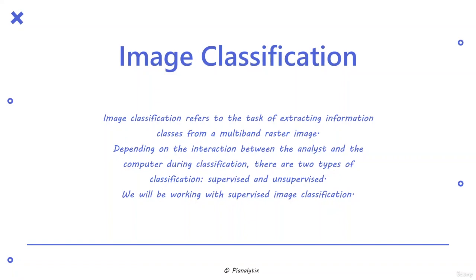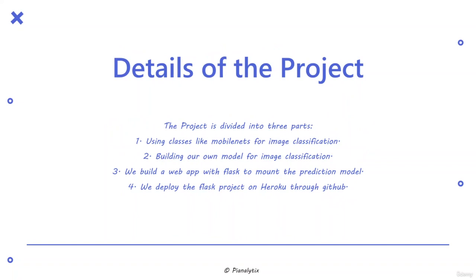Now let's move forward and understand the details of the project. First, we will be using classes like MobileNets. These are pre-built trained models for image classification that we will be using. You can train them again or you can directly use them however you want to. Second, we will understand if we want to build our own model, how to do that for image classification. Third, we will understand how to use Flask and use our image classification model on it. Lastly, we will deploy the Flask project on Heroku.